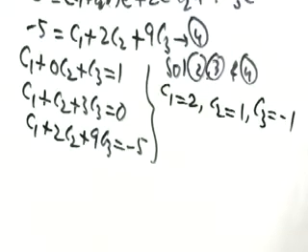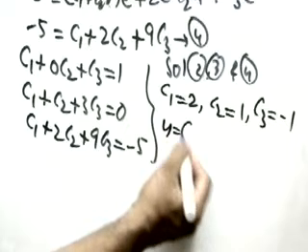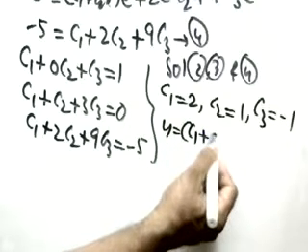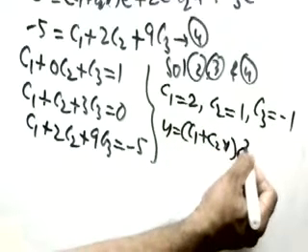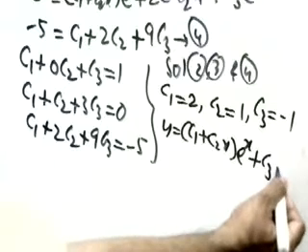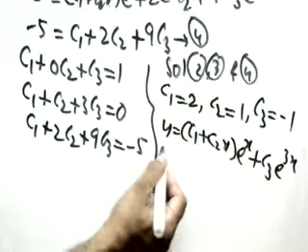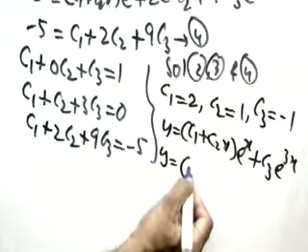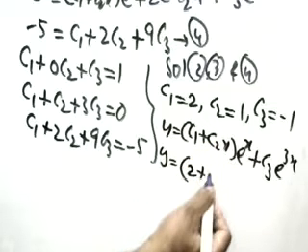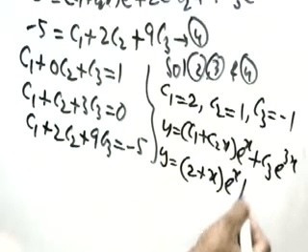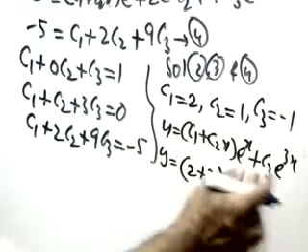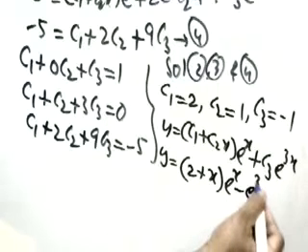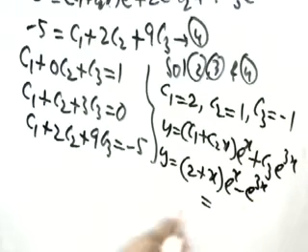So let me substitute these values in the equation. What equation are we having? Equation 1 is y equals c1 plus c2 x, e power x, plus c3 e power 3x. Now let me substitute the values. y equals c1 is 2, plus c2 is 1, 1 into x is x e power x, plus c3 is minus 1, so minus 1 into this will be minus e power 3x. So we got this answer.